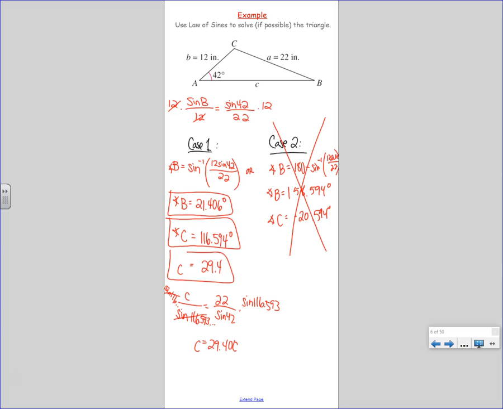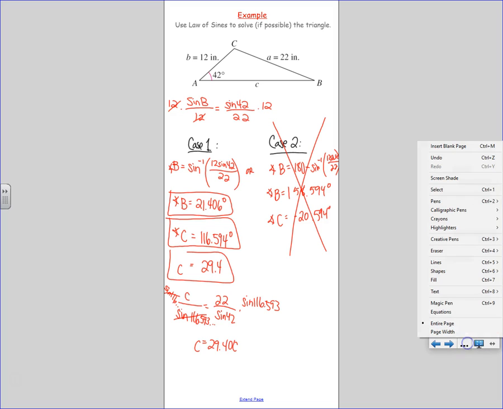Now, let me show you something. Okay, what if we were to take this very example? 42 degrees, 12 inches, and then the 22 inches. And let me change up this problem just a little bit. Let's try to figure out how could we get two cases possible? Or even how could we get no cases possible? All we've seen so far is there's only one possible way of doing this information.